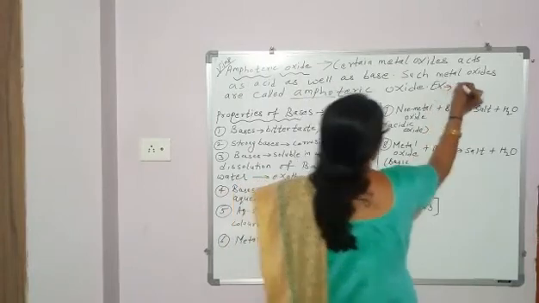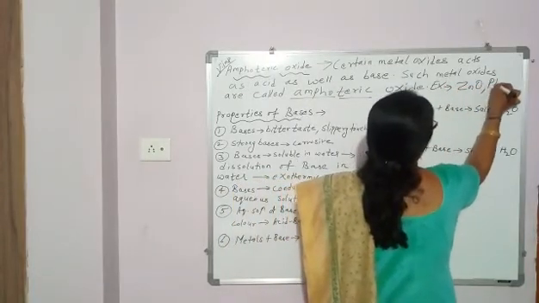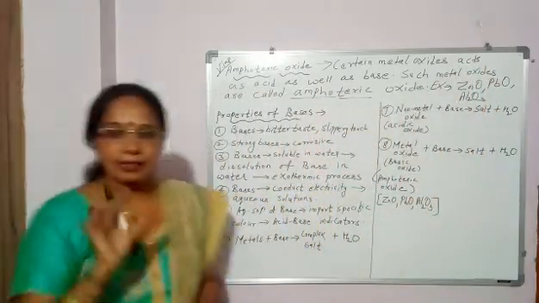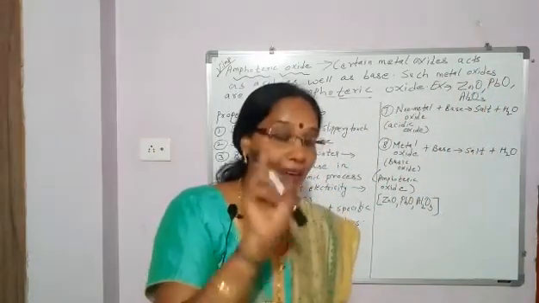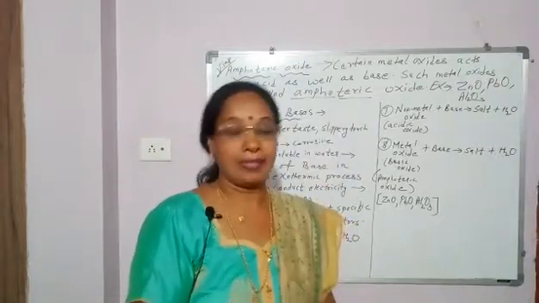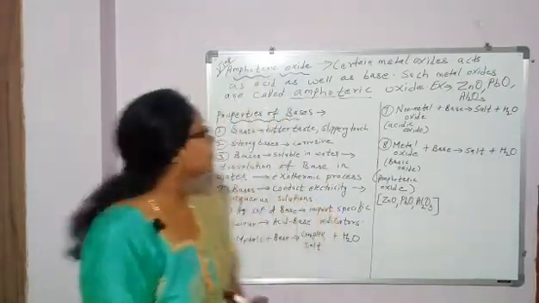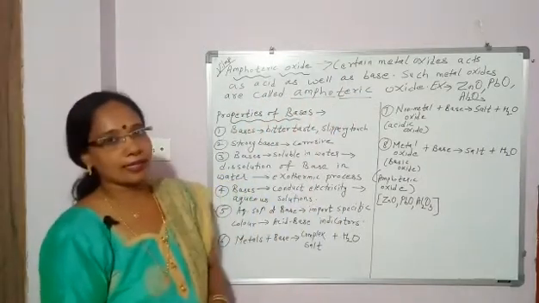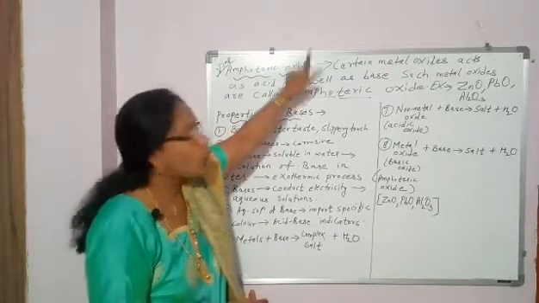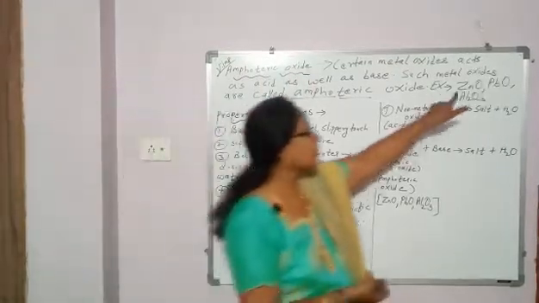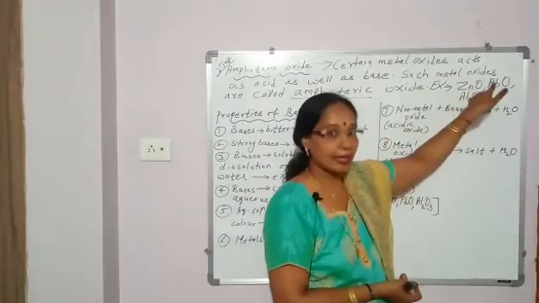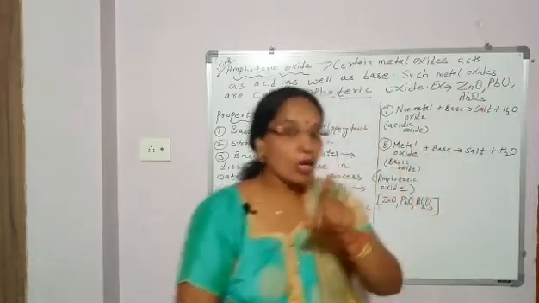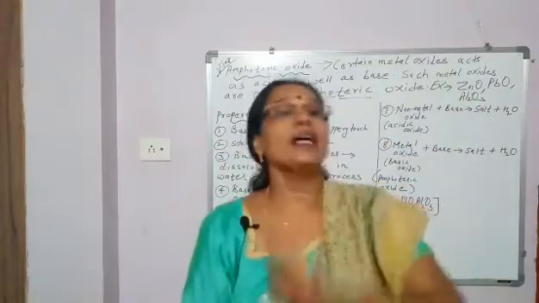Example: zinc oxide, lead oxide, aluminium oxide. Otherwise, metal oxides are basic oxide. But there are certain metal oxides which act as acid as well as base. Such metal oxides are called amphoteric oxide. Zinc, lead, aluminium, these are metals. So zinc oxide, lead oxide, aluminium oxide, these are metal oxides which are amphoteric oxide.